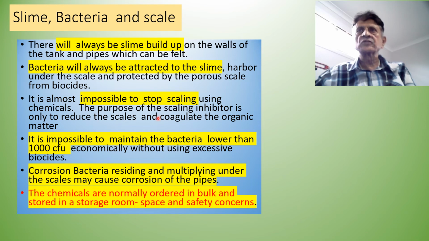It is almost impossible to stop scaling using chemicals. You can reduce it. The purpose of the scaling inhibitor is only to reduce the scales and coagulate the organic matter. It is also impossible to maintain the bacteria lower than 1000 CFU economically without using excessive biocides. Corrosion bacteria residing in and multiplying under the scales may cause corrosion of the pipes, irrespective of addition of your corrosion inhibitors or biocides. The chemicals are normally ordered in bulk and stored in the storage room, so there will be much space and safety concerns.